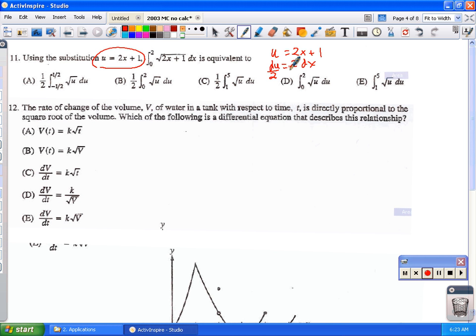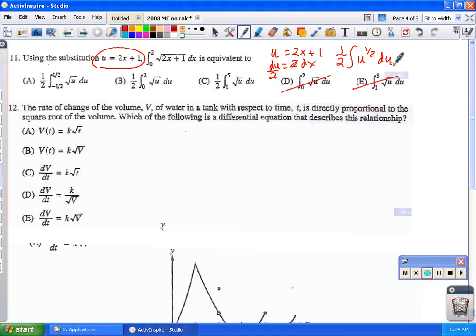So I can go ahead and eliminate answer D and E because I can see that I'm going to have a 1/2 in my answer. When I make the substitution, I'll get 1/2 of the integral of u to the 1/2 power du, which is the square root of u. And all of these fit, so the only question is, what about the bounds?